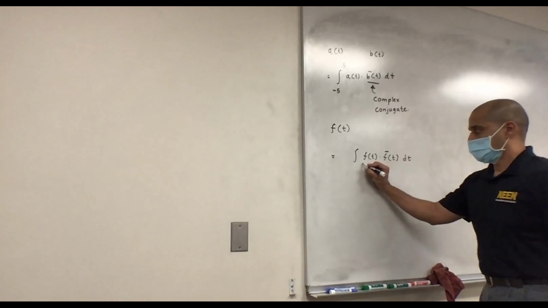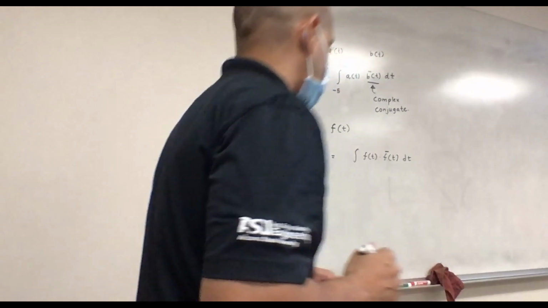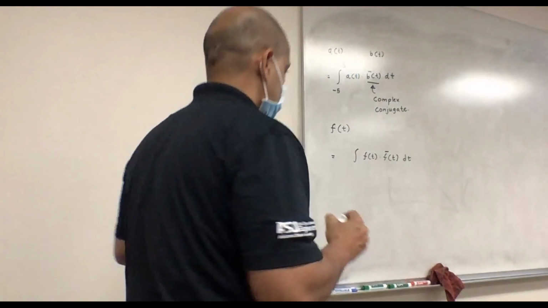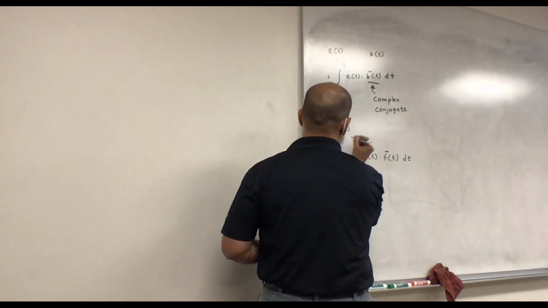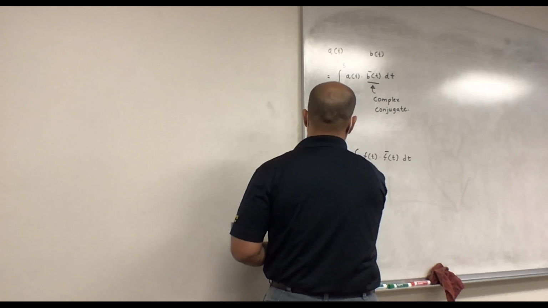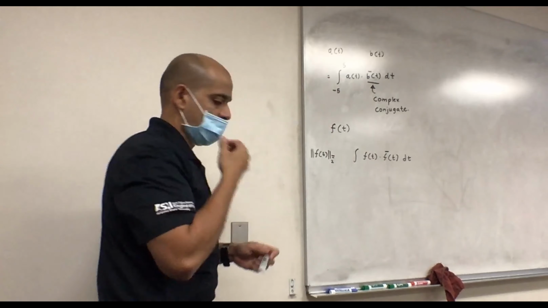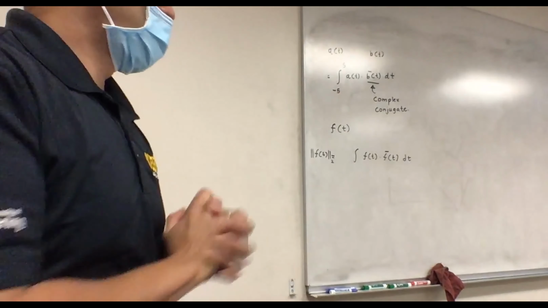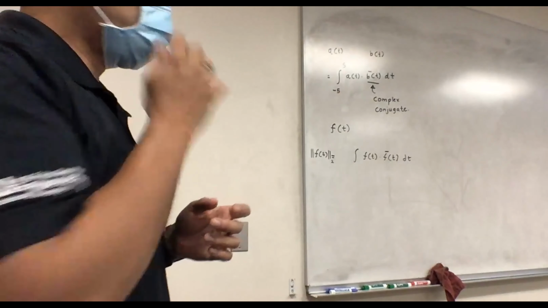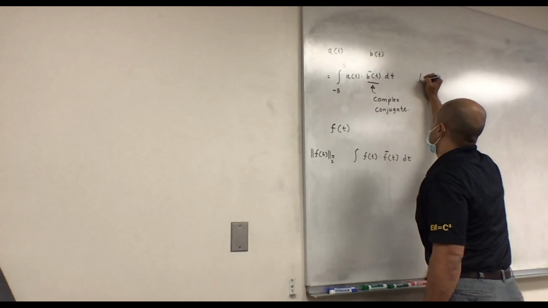Anyway, so this allows us to calculate the value of the function squared, and this actually becomes the L2 norm of the function. So f of t becomes the L2 norm of the function. Now, why is this important? This is important because let's look at what we wrote earlier.